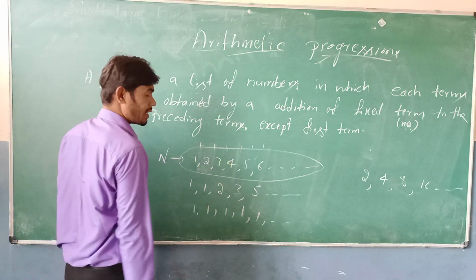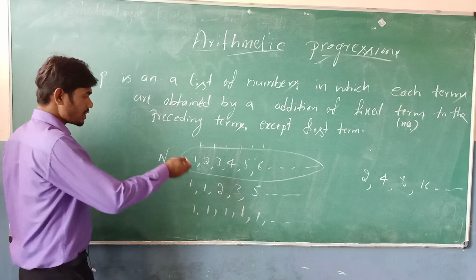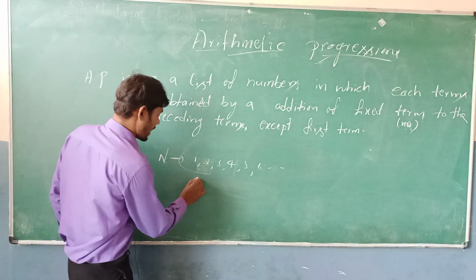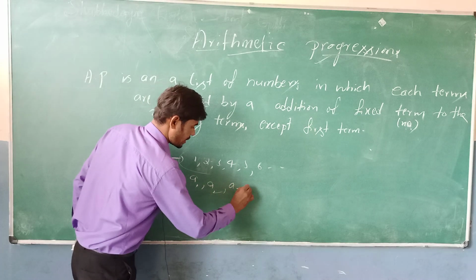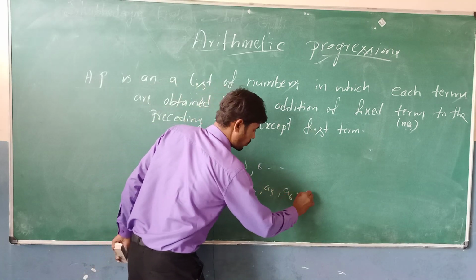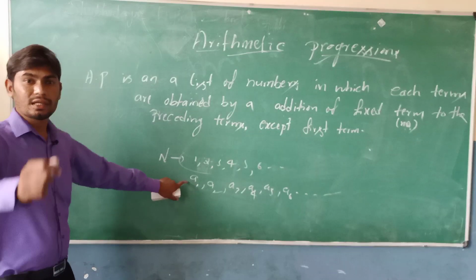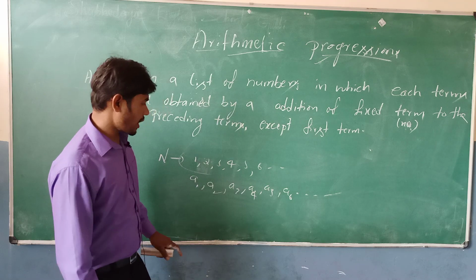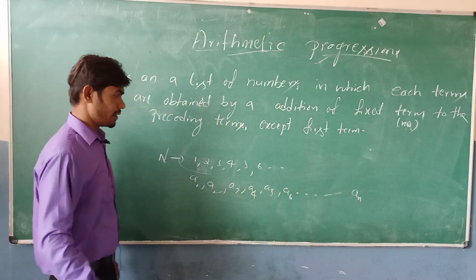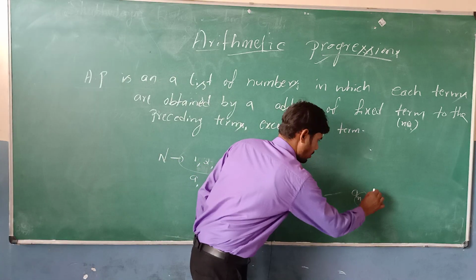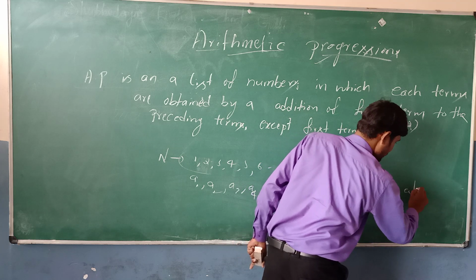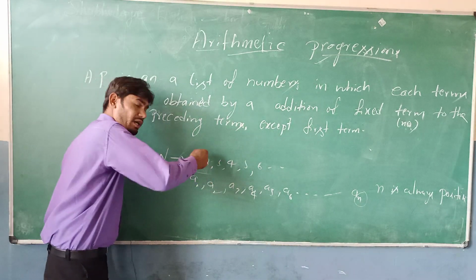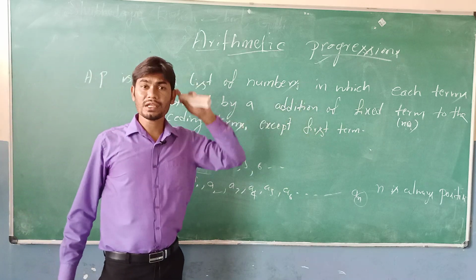Here every number is called a term. Terms are also represented using letters: A1, A2, A3, A4, A5, A6, and so on. A1 is the first term, A2 is the second term, A3 is the third term, A4 is the fourth term, and so on. An is the nth term. Here n is always positive. Why is n always positive? Because every term is there, that's why n is always positive.